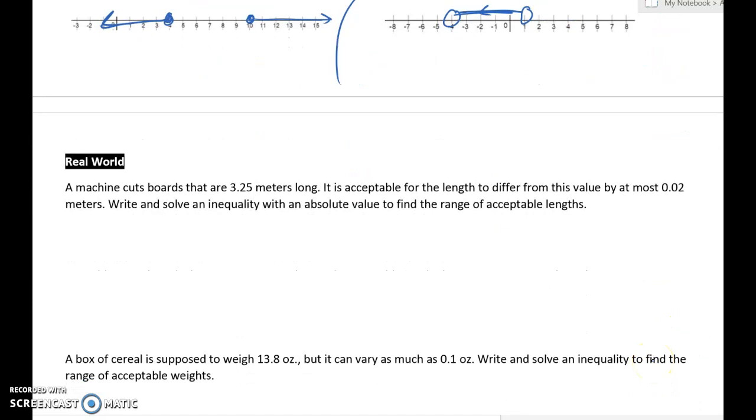So now we have some real-world examples. If we have a machine that cuts boards that are 3.25 meters long, it's acceptable for the length to differ by at most 0.02 meters. We're writing an absolute value inequality. So we know that we use L for length, cursive L. The difference of the actual length and the 3.25, which is our goal, the absolute value of that has to be less than or equal to 0.02.